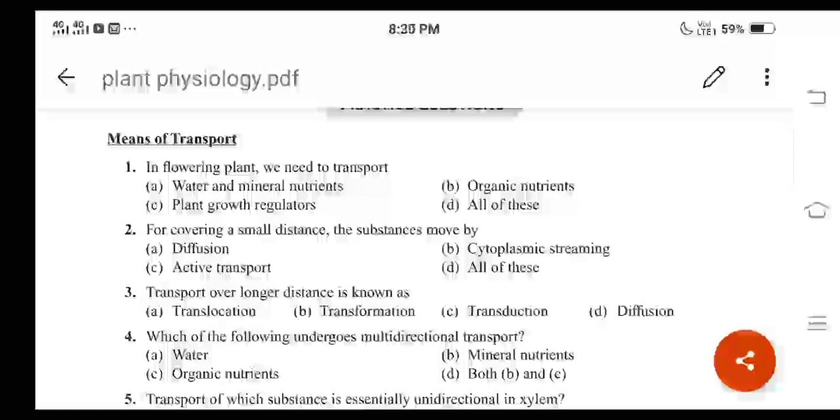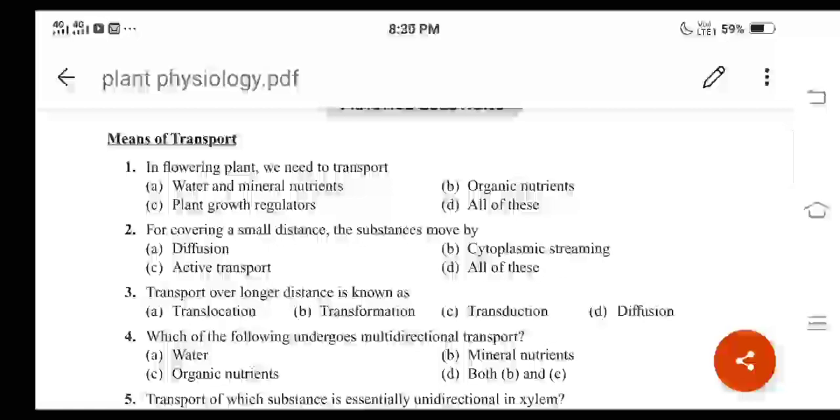And here the transport over longer distance is known as translocation. The correct word related to the aspect of transport in plants is translocation. It is nothing but transport over longer distance. Longer distance, it is called translocation.